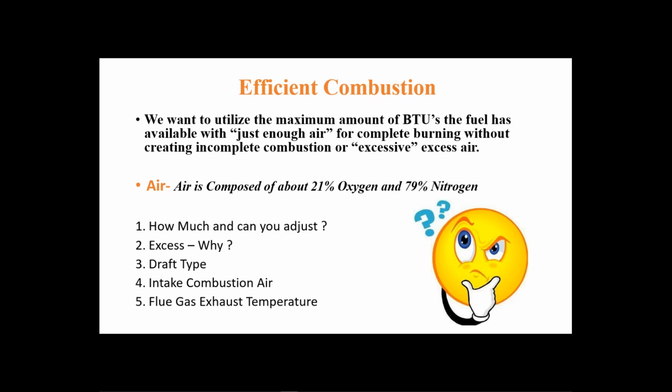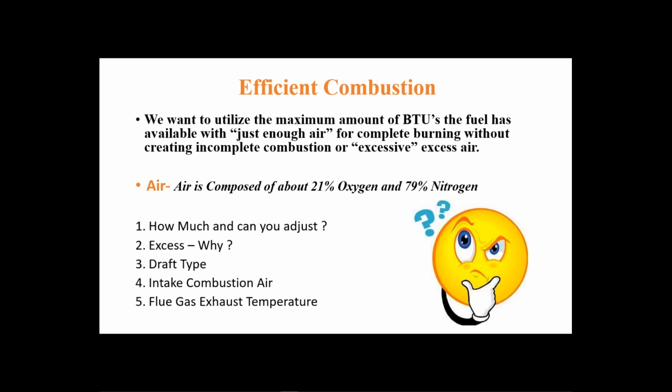So for efficient combustion, we want to utilize the maximum amount of BTUs. The prior slide, I showed you what that maximum amount of BTUs per weight, per gallon, per pound, per ton would equate to. We want to be able to use all those BTUs that the fuel has available with just enough air, not too much air, but just enough air for complete burning without creating incomplete combustion or excessive excess air. So here you go, as I mentioned before, air is composed of approximately 21% oxygen and 79% nitrogen.